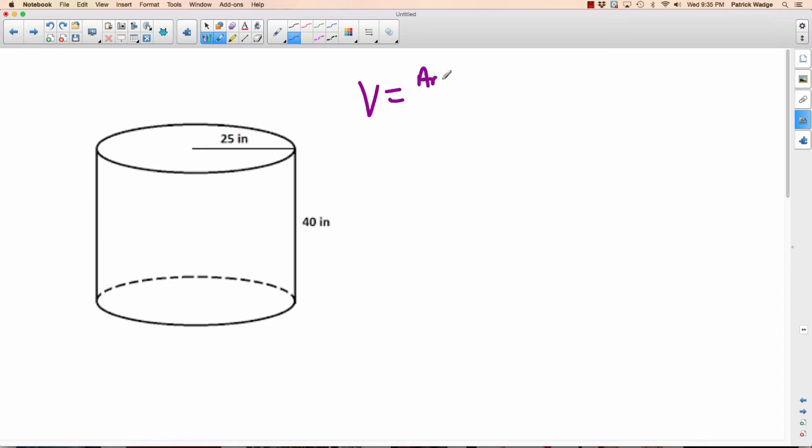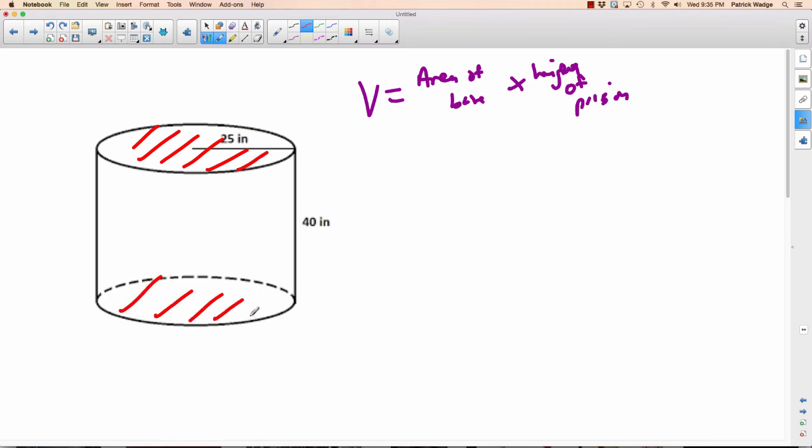Remember, volume equals area of base times height of prism. So the base are the two faces that are parallel to each other. The faces that are parallel to each other are the circles. This circle here and this circle here. So we want to get the area of the circle. Well, what's the formula for area of a circle? Do you remember? It's pi r squared.